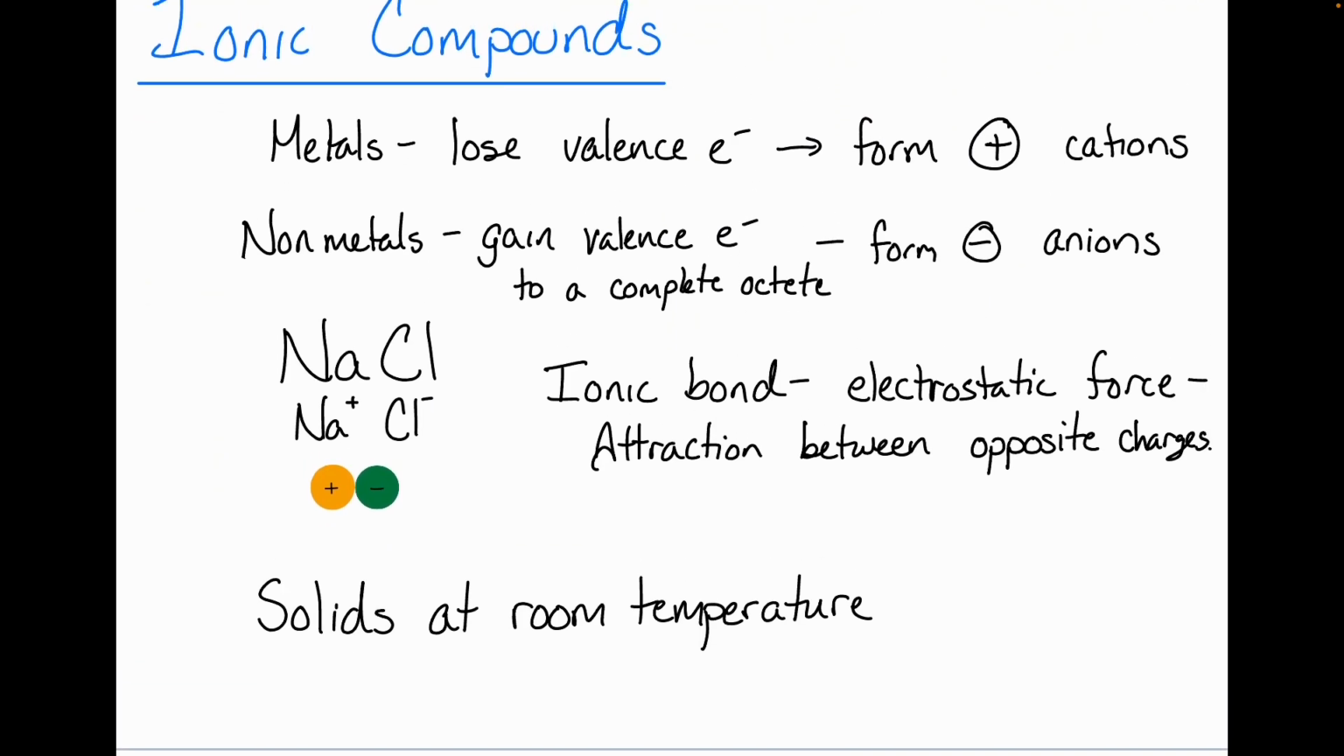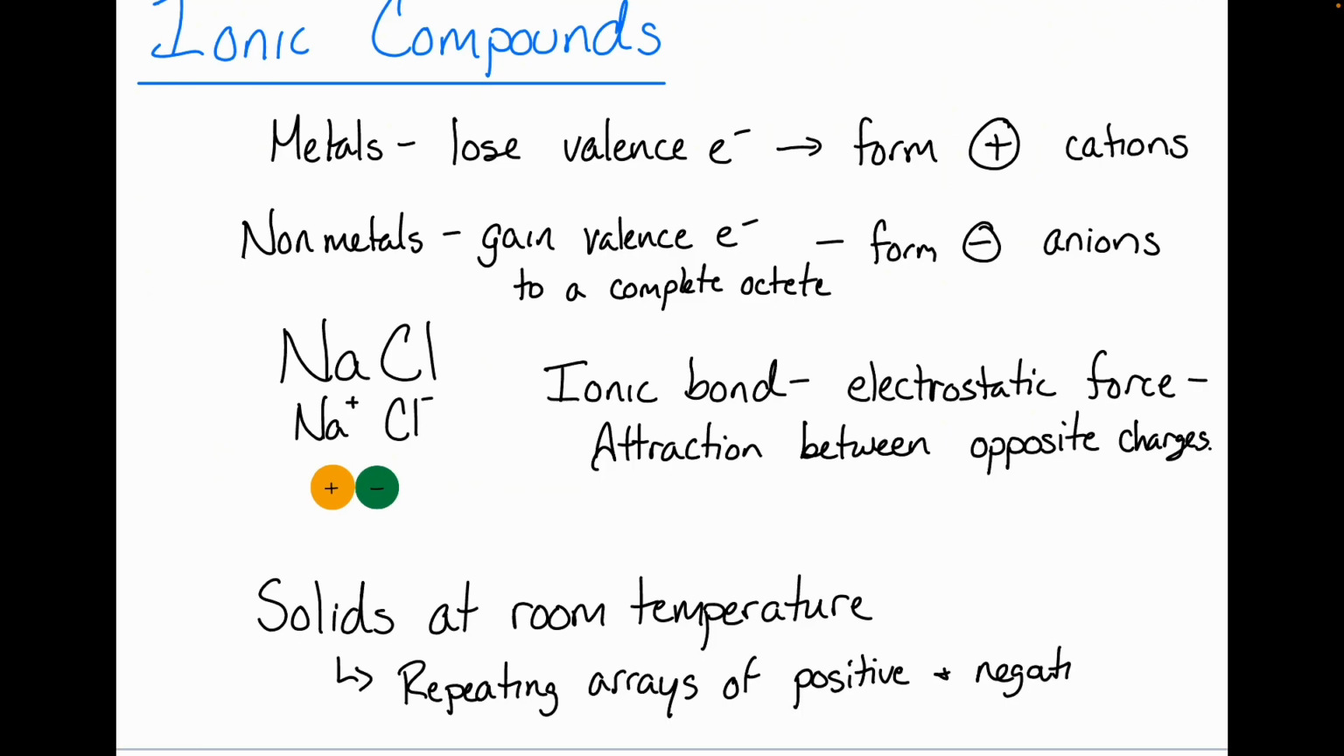All right, and because of that, their structure is very simple. They're always just repeating arrays of positive and negative charge. Or, in other words, of cations and anions.